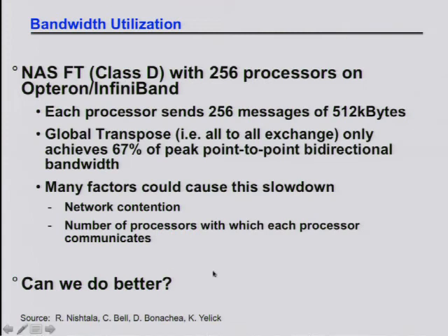OK. So if I do that, I only get 67% of peak bandwidth. So this is not particularly good, this was an Opteron InfiniBand. So there's just too much congestion. Every processor is trying to talk to every other processor at the same time. I'm totally overwhelming the bisection bandwidth of the network. And it wasn't a good idea. OK. So I'm not getting the peak speed of the machine because of the congestion. So let me try the next option.